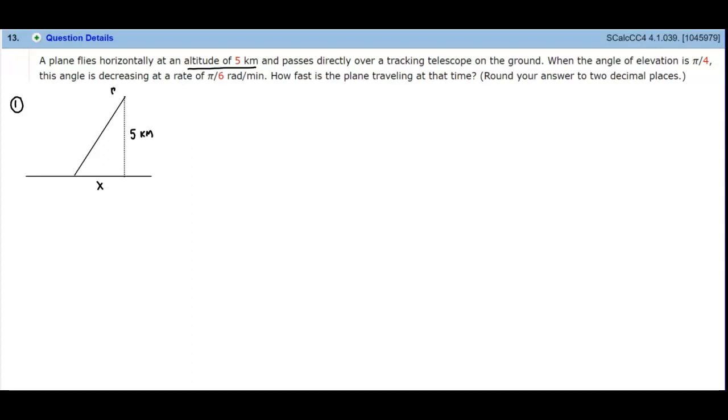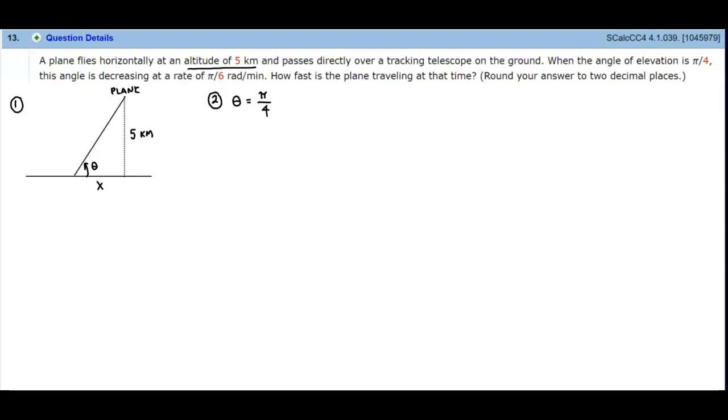And up here is where our plane is. What it's saying here is that it's creating this angle theta. So therefore here is our picture. It says the angle of elevation is pi over 4. So let's write out the given information. We know that theta is equal to pi over 4.